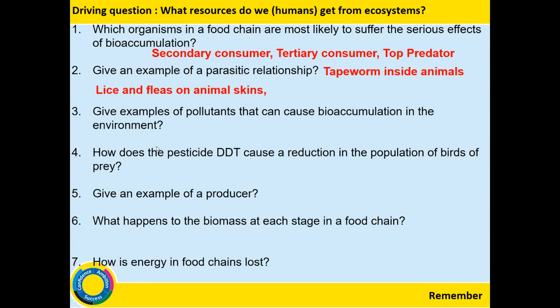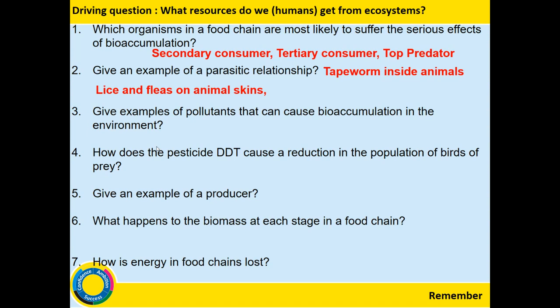Lice, fleas on animal skin. Of course, if you have head lice, the lice feed on your blood, so that can be very discomforting, because they bite your skin. So that is another example of a parasitic relationship. Give examples of pollutants that can cause bioaccumulation in the environment.